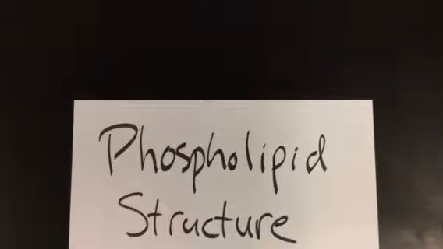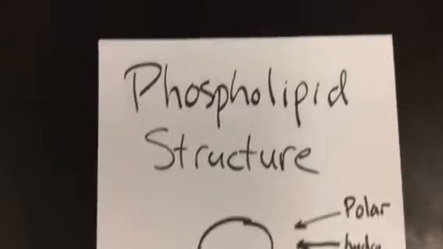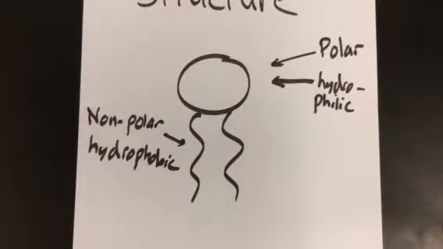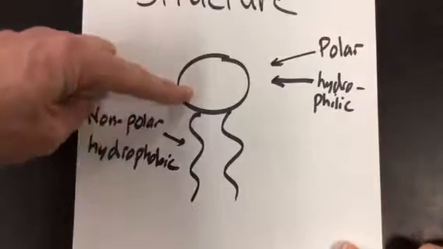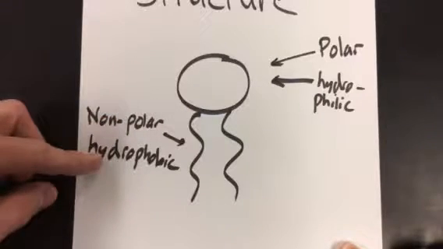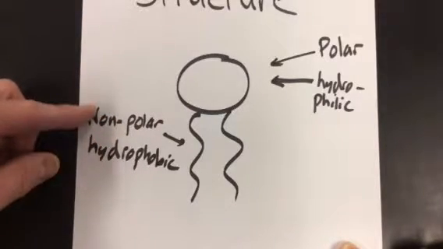Okay, so we're going to just do this little mini lesson on how phospholipids work. So let's start with the structure. And here's the typical picture of what you might see a phospholipid look like, with this polar head and a tail, two tails actually, that are non-polar.